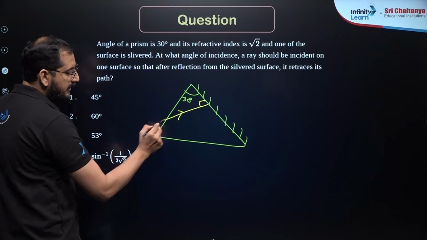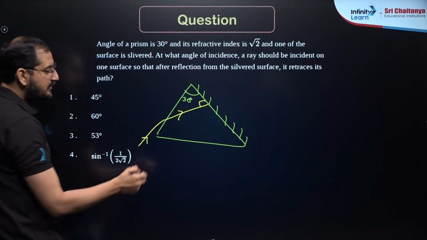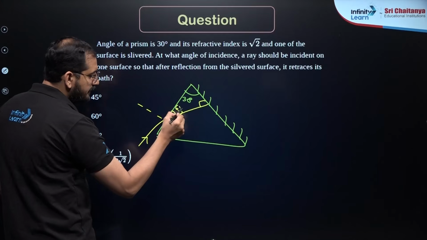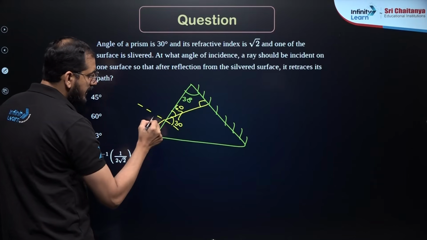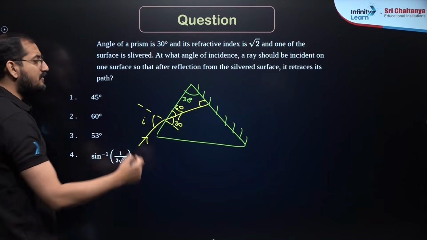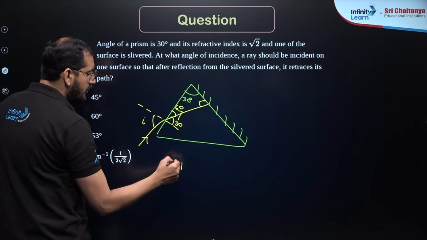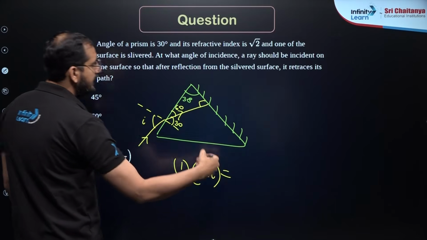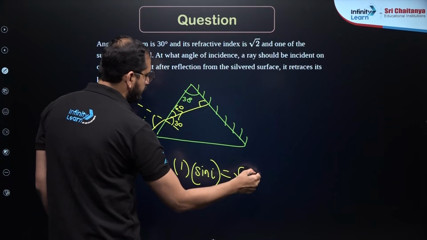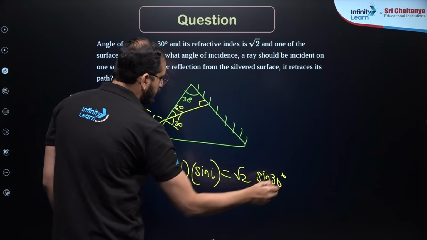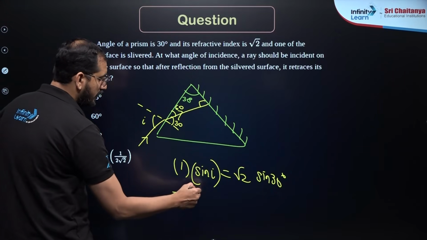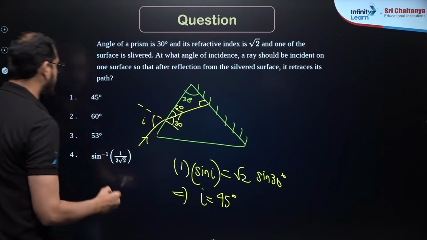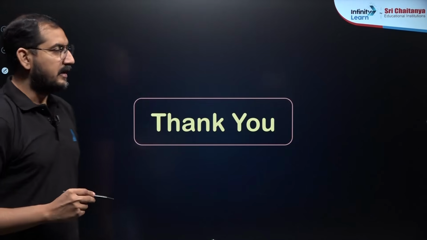So maybe light is entering like this and going inside like that and then retracing the path. This is the normal. If this is 90, this is 30, this has to be 60. If this is 60, this has to be 30, and this is the angle I which I want to calculate. So let us write down Snell's law. Here we can write 1 into sine I equal to mu, which is root 2, into sine of 30 degree. So from here we'll get the value of I as 45 degree. Okay, so the first option is the correct answer, right?